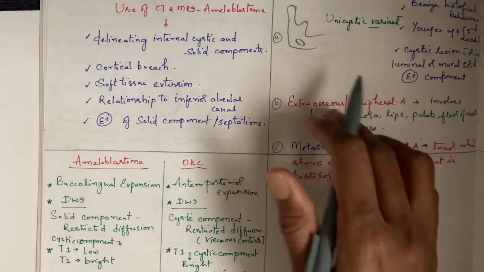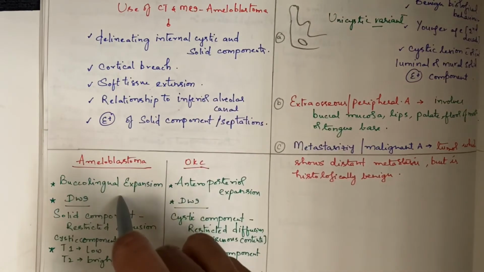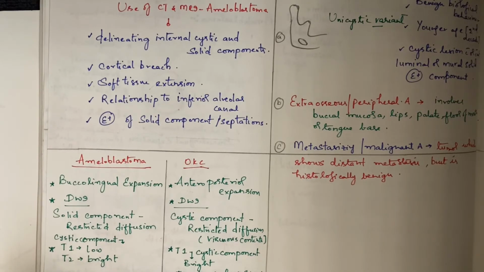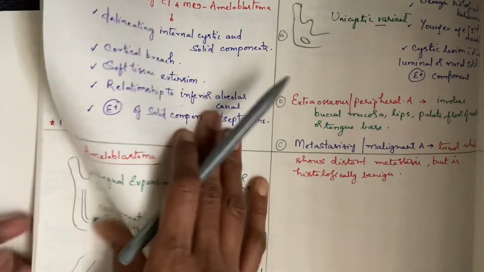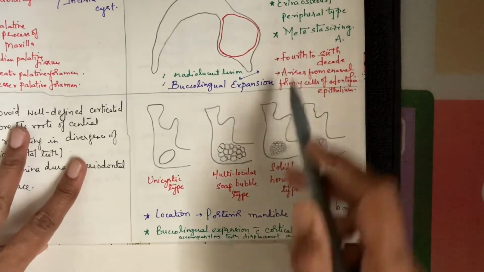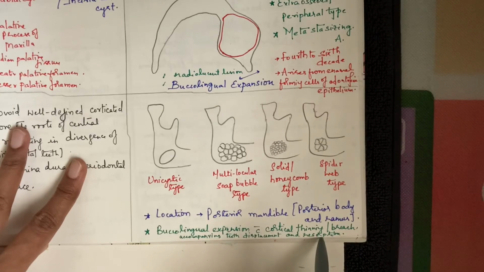So ameloblastoma has a cystic component and a solid component which have a buccolingual expansion. The cystic component has low signal intensity on T1 and bright signal intensity on T2. The solid component shows restricted diffusion. So one thing we have to remember is it has a buccolingual expansion. It causes cortical thinning, there will be cortical breach. The accompanying teeth will show displacement and resorption.